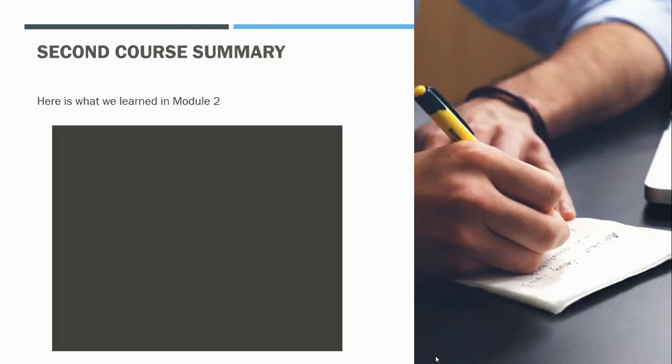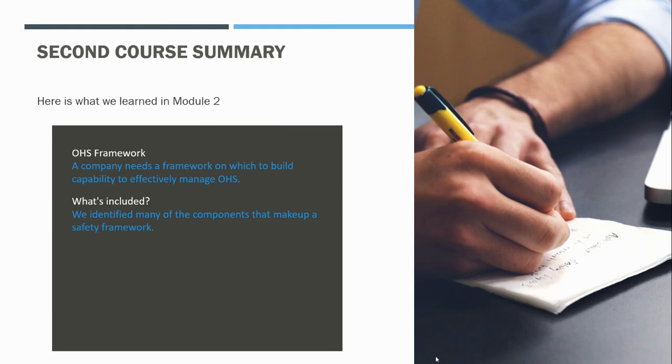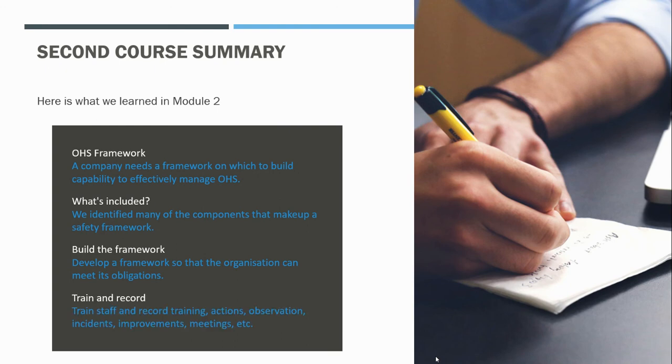So there's quite a lot involved. Here's what we learned in Module 2. A company needs a framework on which to build capability to effectively manage occupational health and safety. We identified many of the components that make up a safety framework. We need to develop a framework so that the organisation can meet its obligations, and train staff and record training, actions, observations, incidents, improvements, meetings, etc.